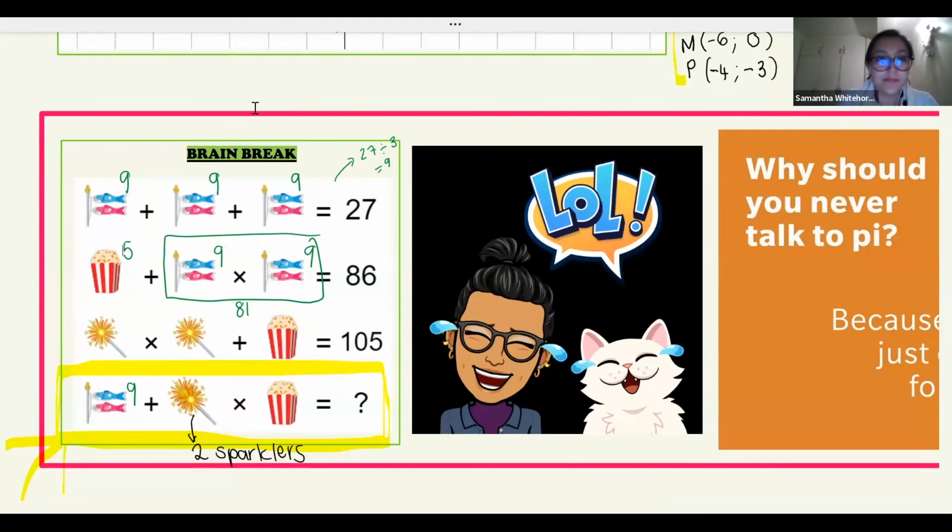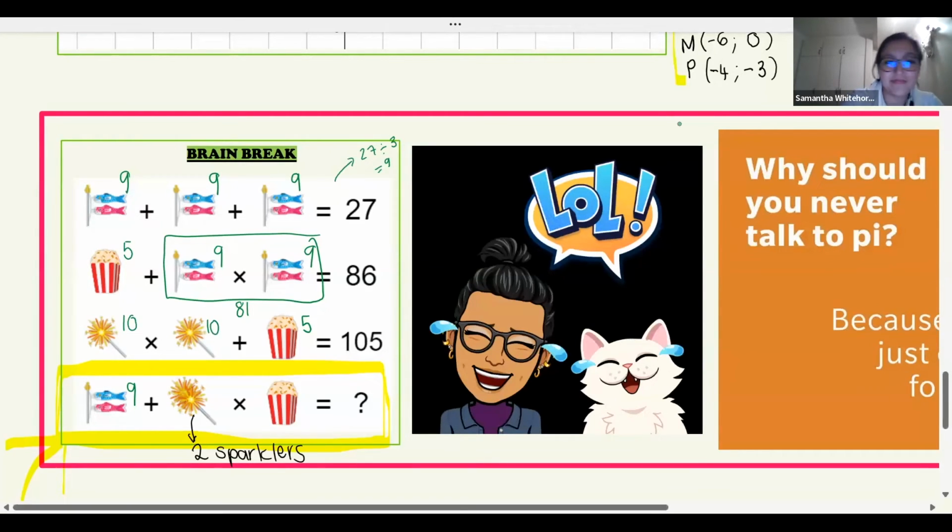Okay, Teto, carry on. Ma'am, then for the third one, it was 105. So I minused the 5 from the 105 because I was working backwards. So I ended up with 100, and I just automatically knew that 10 times 10 is 100. So I knew that the sparkle thing was 10. So the final sum would have been 5 times 20 plus 9. Good. So guys, it's 20 because there's 2 sparklers, and if 1 is 10, 2 is 20.